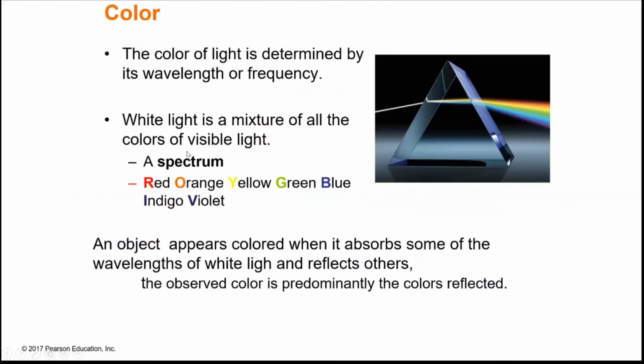And this spectrum is ROY G. BIV. So red, orange, yellow, green, blue, indigo, violet. ROY G. BIV. So this is in order of increasing energy. Energy is something we'll see in a minute, and is proportional to the frequency. Higher frequency means higher energy.